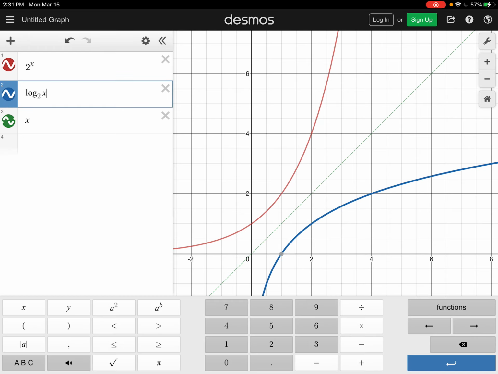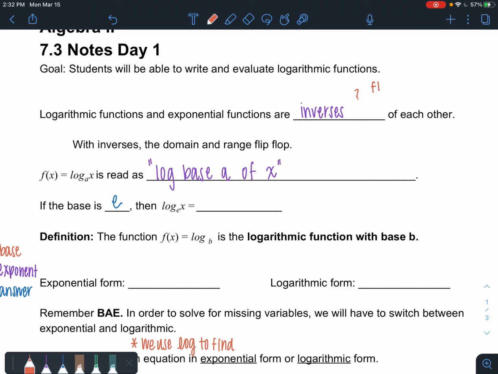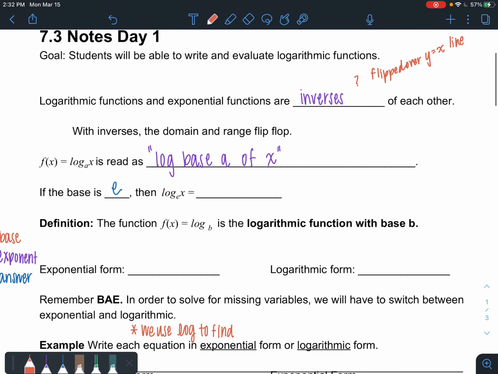It means it gets reflected over that line, y equals x. So x becomes y becomes x. So flipped over the y equals x line. That's what that means. And with that domain and range flip-flop, we're not going to worry about that too much. So this right here is read as f of x is equal to log base a of x.